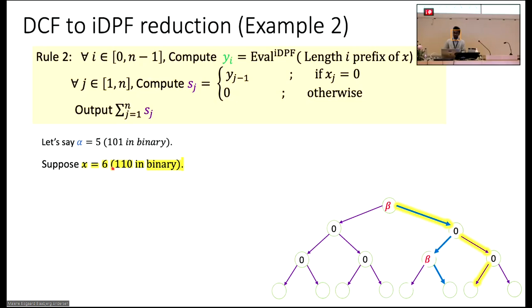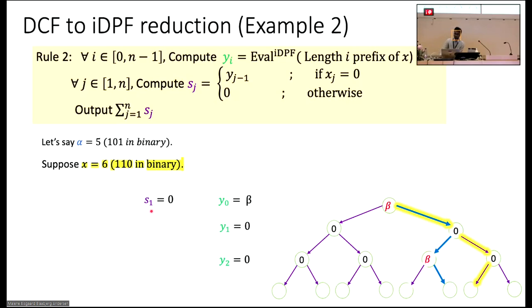We take another example where X is 6, it's greater than alpha. And here you would expect the output of DCF to be 0. So let's see what it is. Again, you go node by node along the yellow highlighted path. So you get Y0 equals beta. On the second node, the value is 0, so you get Y1 equals 0. And on the third node, the value is again 0, so you get Y2 equals 0.